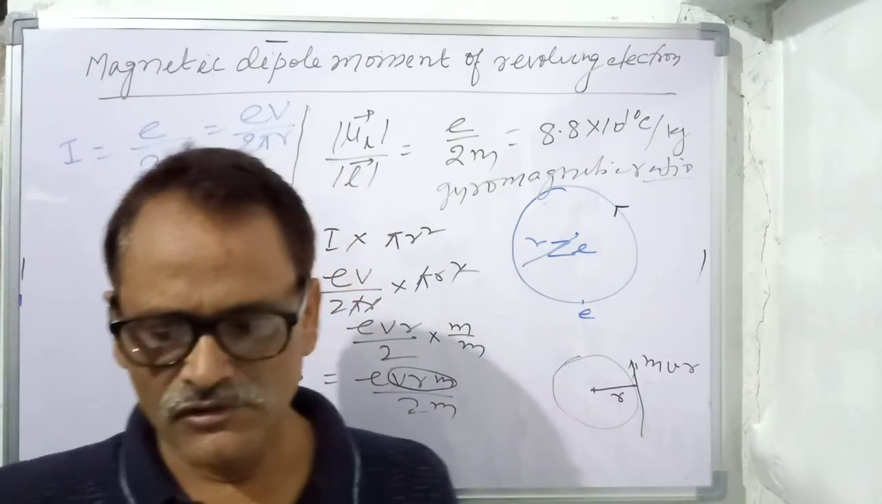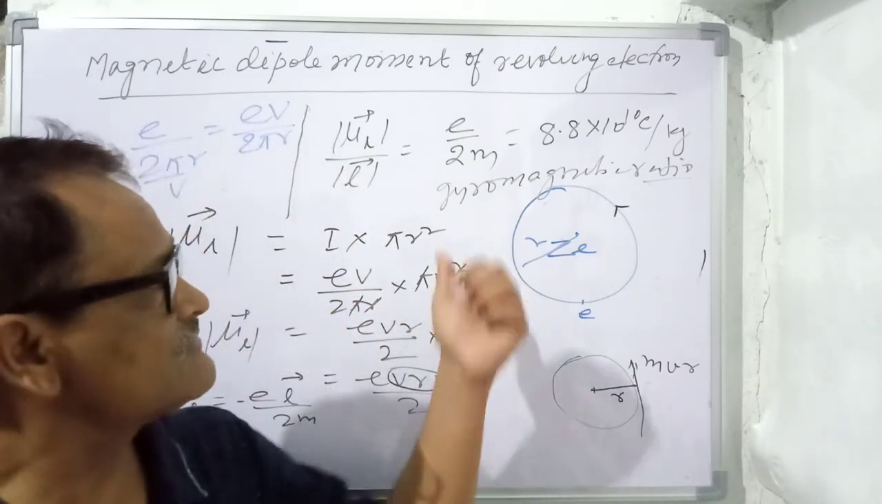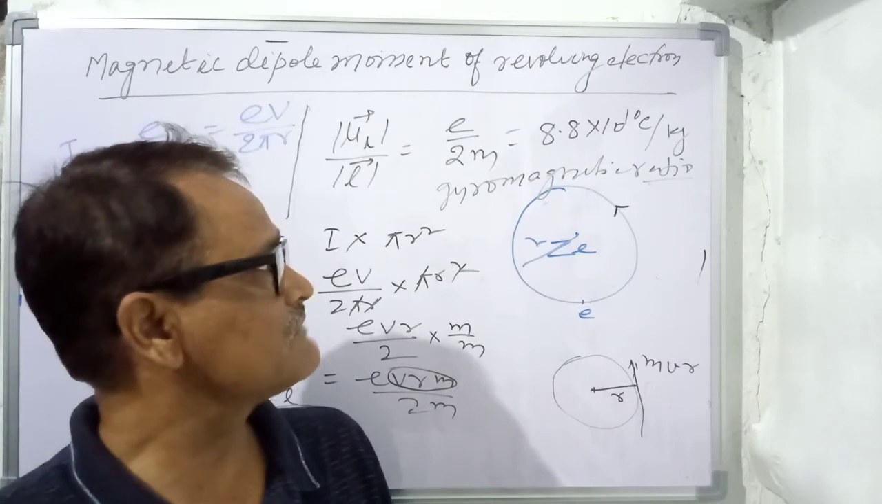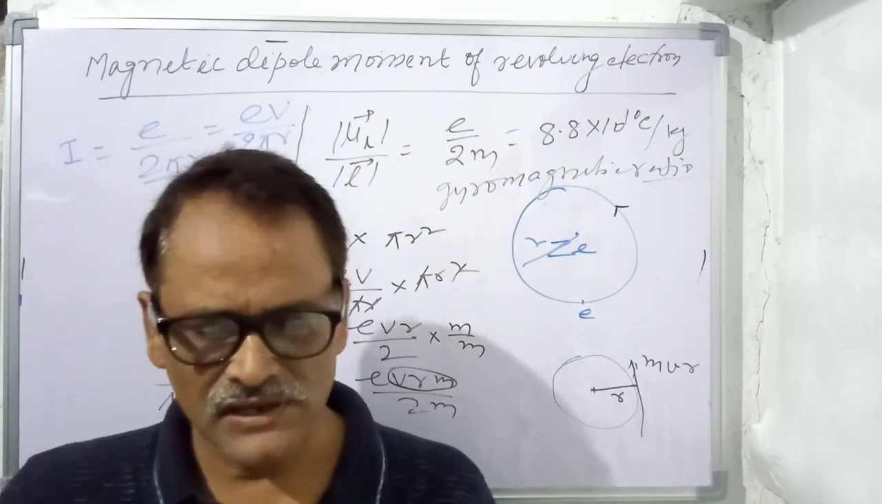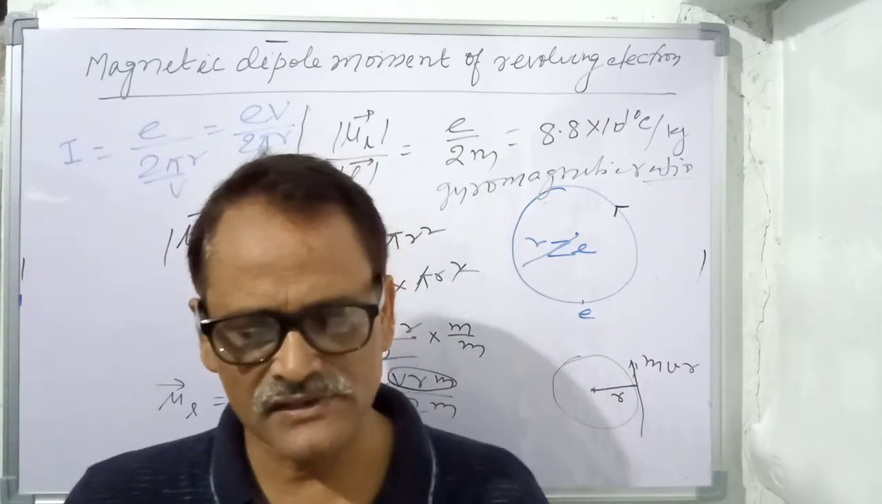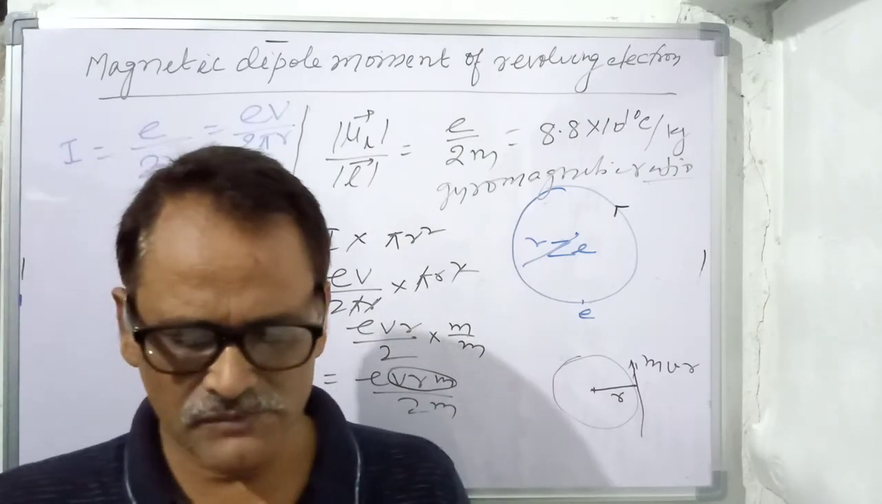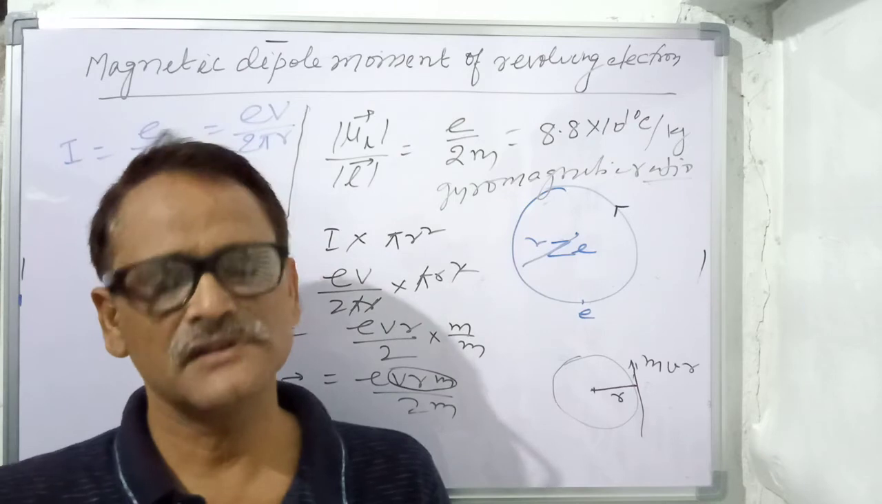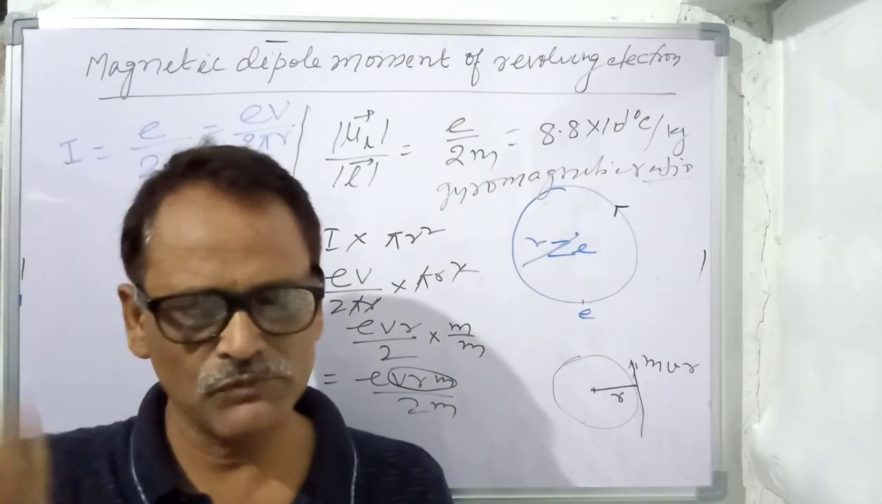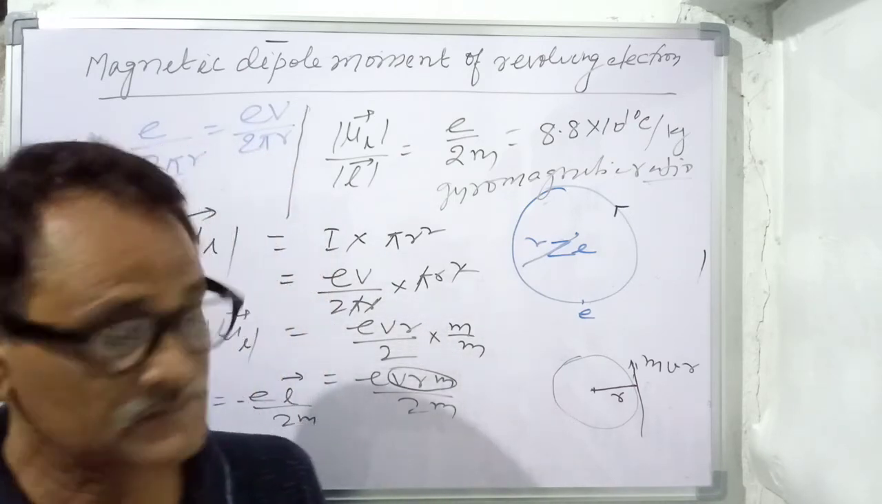This value was verified by experiment, and this confirms that even at the atomic level there is a magnetic moment, and this is the basis of the atomic property of the material.